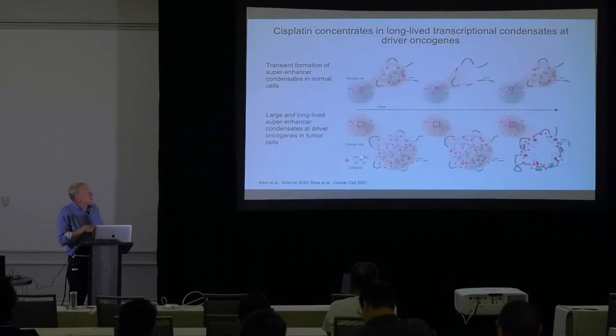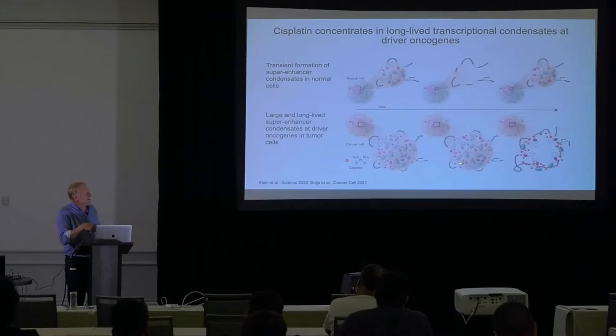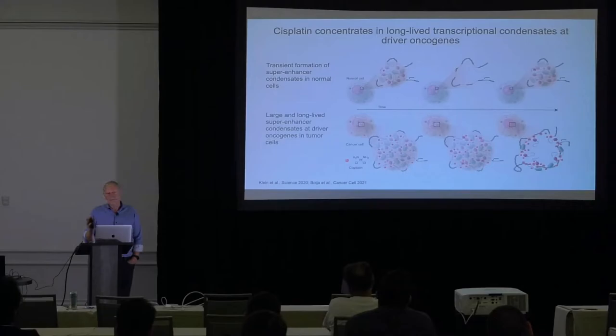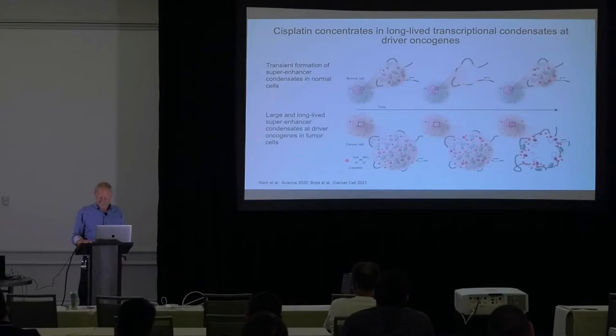And so what we think is happening is because they're essentially stable condensates, they accumulate far more cisplatin than the smaller, more short-lived condensates in normal cells. And they are destroying the oncogene. So the hypothesis that emerges, the model that emerges from this concept, is that the reason cisplatin is so effective is because it's not randomly damaging your DNA, creating a challenge for DNA damage repair. It's destroying the driver oncogene, which is different in each tumor cell. I think that's a fascinating hypothesis.